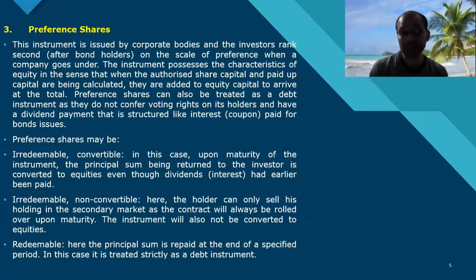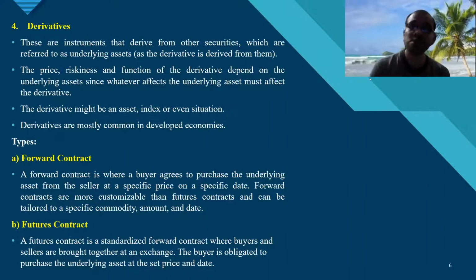And third, we have redeemable. Here, the principal amount is repaid at the end of the specified period. In this case, it is treated strictly as a debt instrument. Then the fourth type is the derivatives.